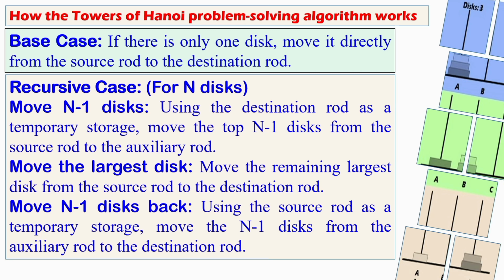The Towers of Hanoi algorithm operates with the base case for a single disk, moving it directly to the destination. For n disks, it recursively transfers n minus 1 disks to the auxiliary rod, moves the largest disk to the destination, and then brings back the n minus 1 disks from the auxiliary to the destination rod. This is how the algorithm works.